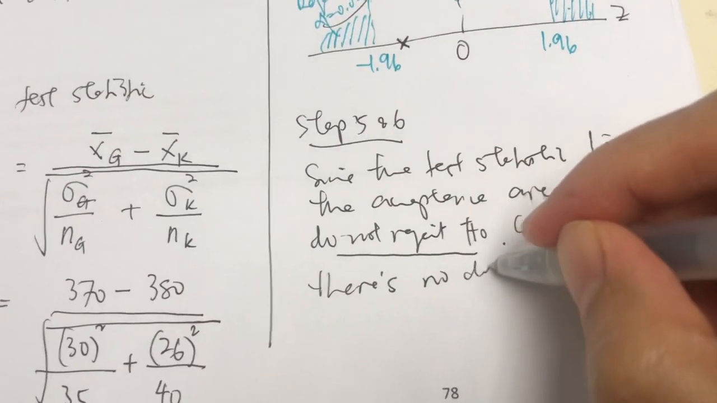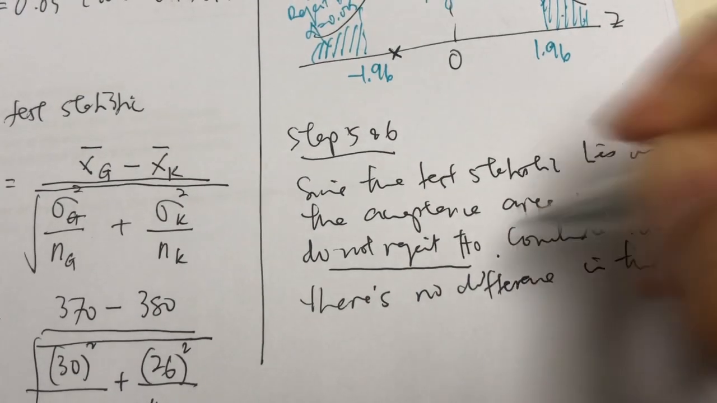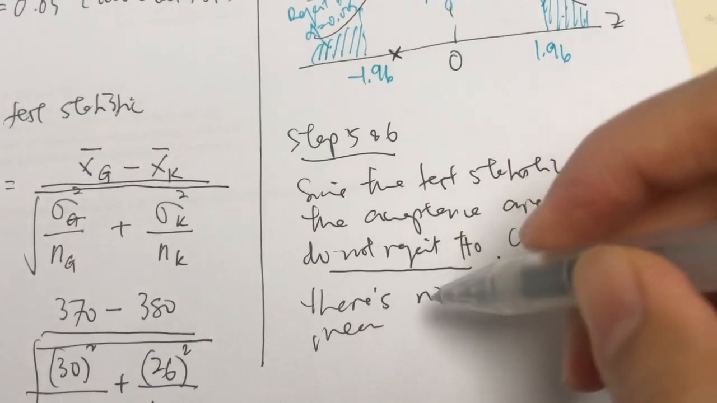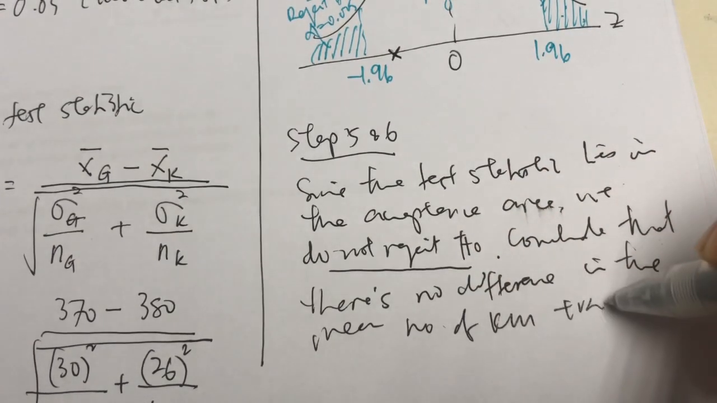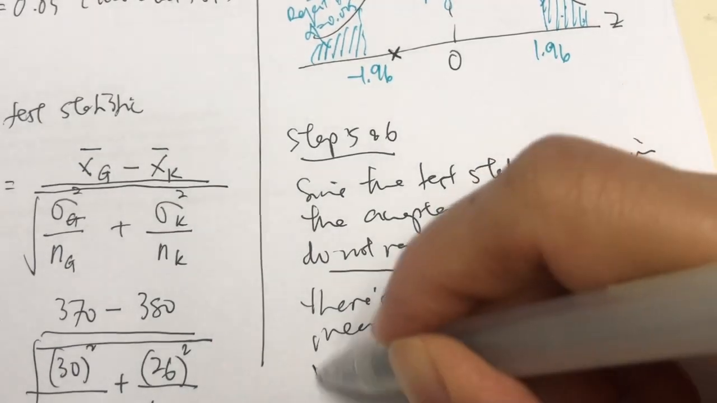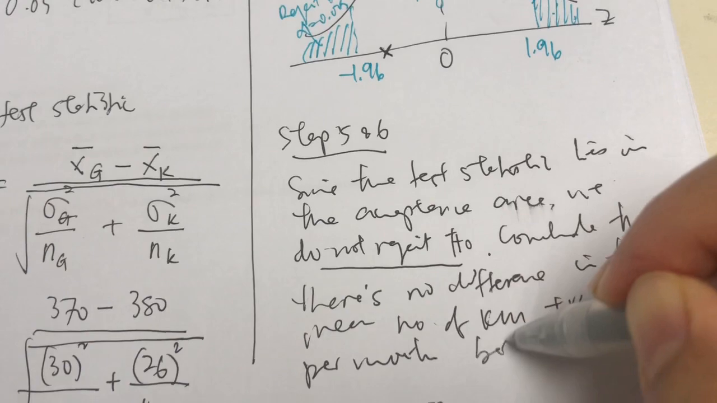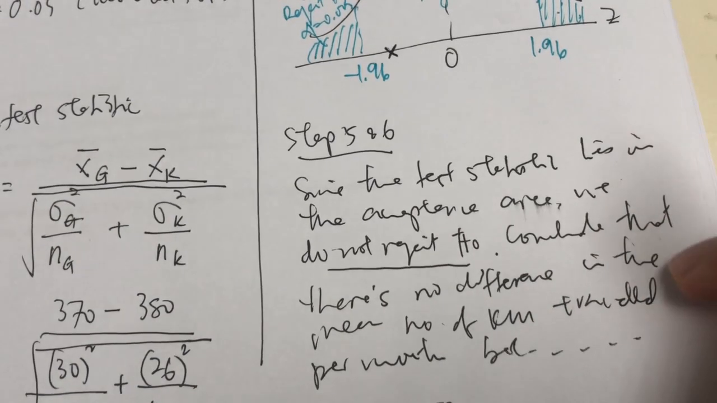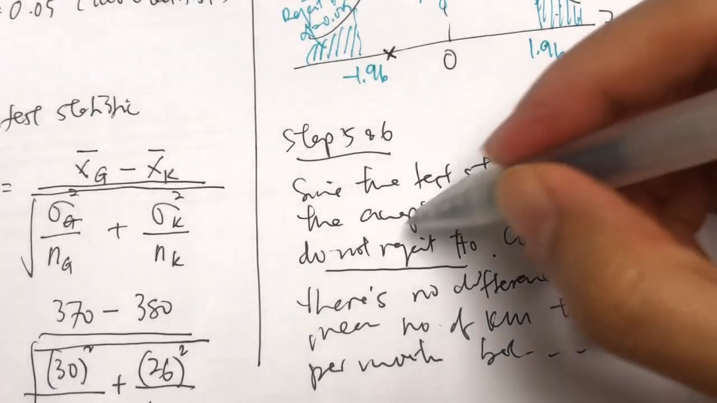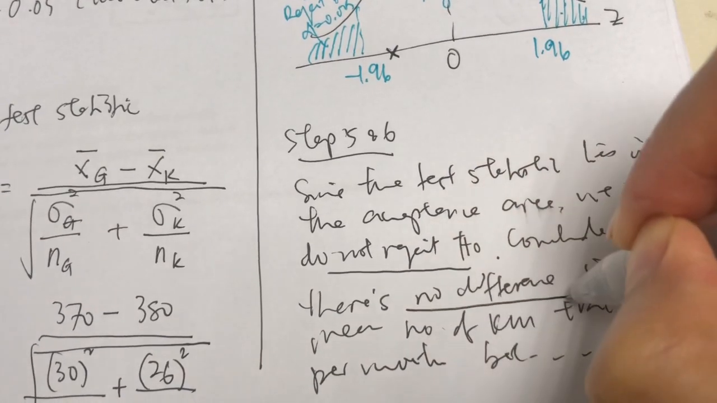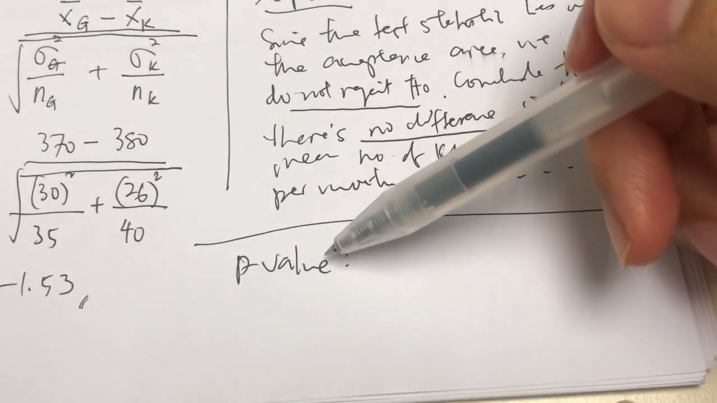There is no difference in the mean number of kilometers traveled per month between employees, you can write in full, between employees in Gombak and Kuantan. Maybe we can underline that. Do not reject, and there's no difference. Highlight your answers. What if they ask you to find the p-value?